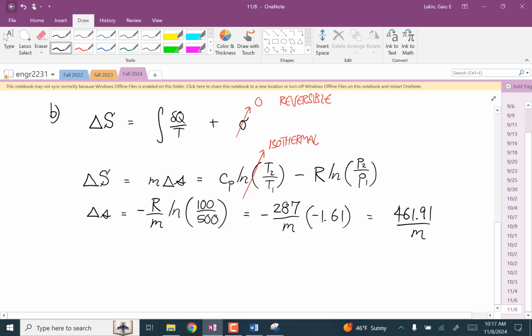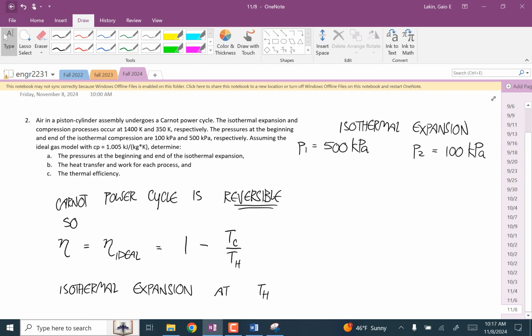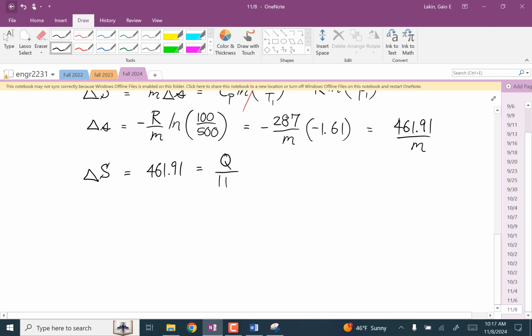And so the change in extensive entropy is this times m. So this is just equal to 461.91, and that's equal to the heat transfer divided by the temperature, which was 1400.